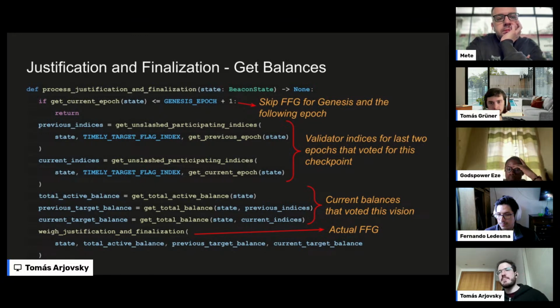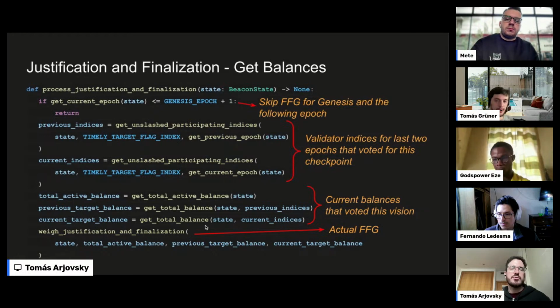If, for instance, I have 15 ETH because I have been penalized for stuff, and then Fernando comes in with 32 ETH, his vote will be weighted as double of mine. His vote will be more important because what votes here is not individual validators, it's their stake. So here what we do is convert those indices to stake and nothing else.